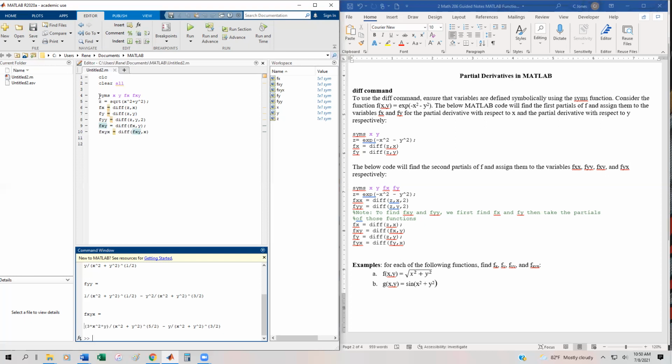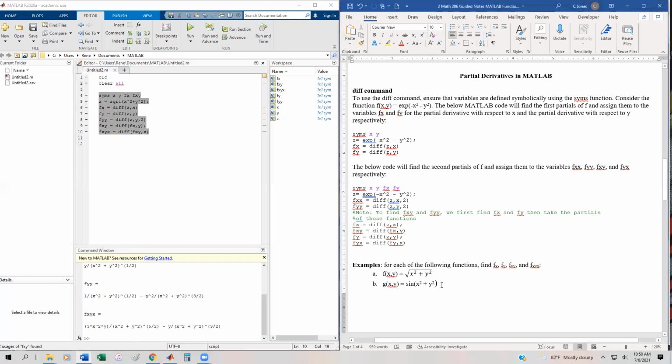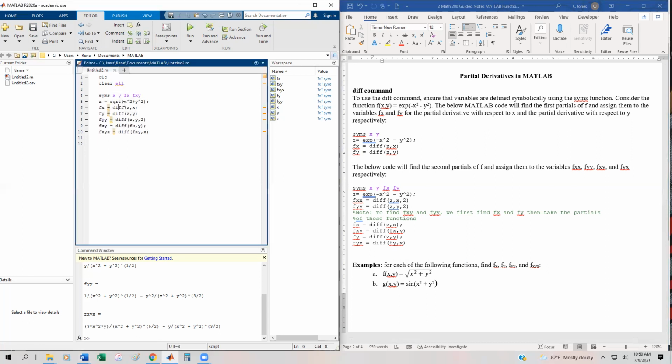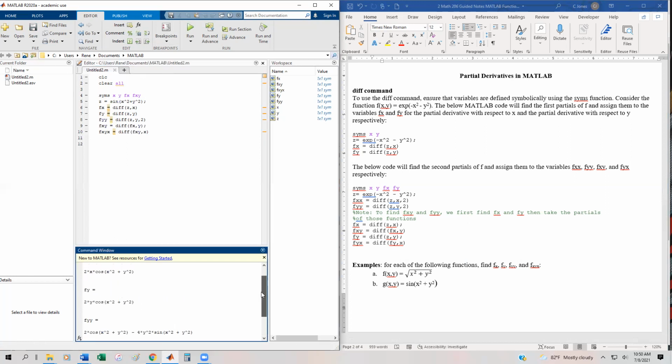Now that we've set up this code, we can literally change a few letters and get the partials for our sine of x squared y squared. So I'm just going to change square root into sine. And we're going to execute this. All right, and here we are. Here are the four partials that we were asked to find: fx, fy, and again, notice that fx and fy look similar because there's just one difference of a chain rule.